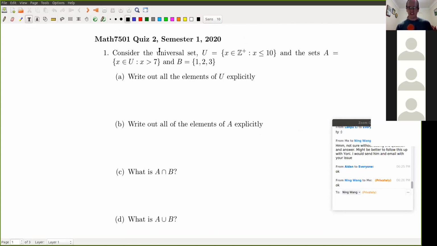So we've got three sets for question one. We've got the universal set, the universe U, x is an element of the positive integers such that x is less than or equal to 10, and the set A, x is an element of U such that x is greater than 7, and B equals {1, 2, 3}. The only tricky thing in this one should be that A is defined in terms of U.